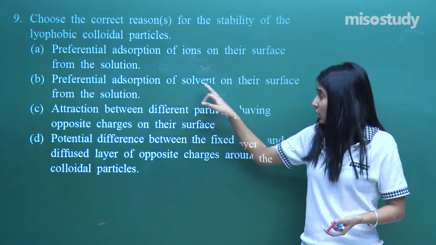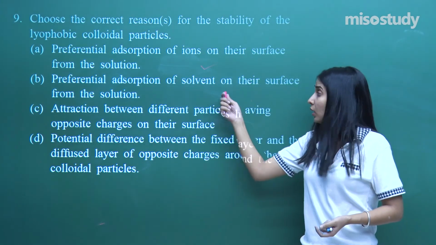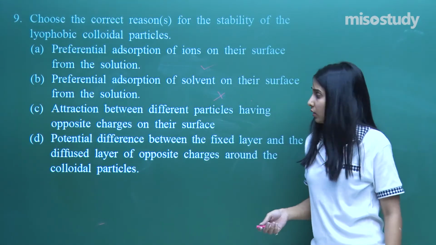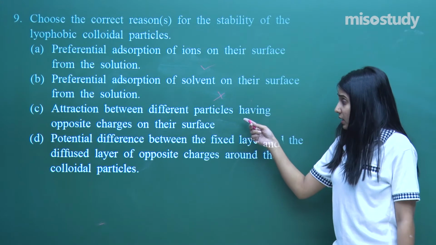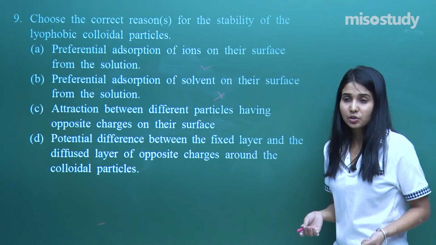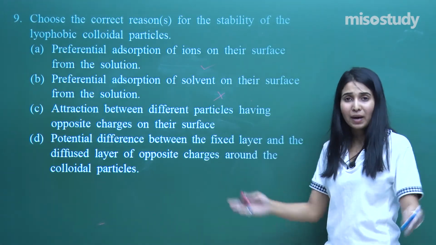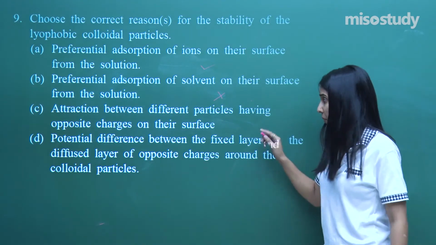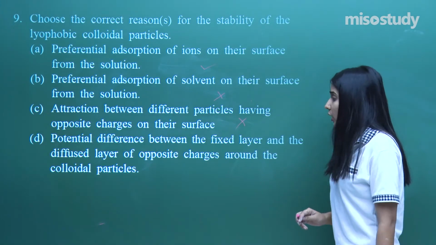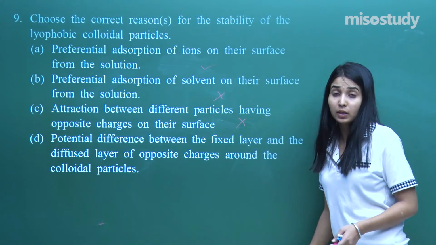Then it says preferential adsorption of solvent on the surface from the solution. Does that happen? Well, of course not. As we have always said, adsorption of ions is what I am talking about, right? Then it says attraction between the different particles having the opposite charges on their surface. Well, of course, attraction is there when there are opposite charges, but that does not lead to stability, that simply binds them up and forces them to be together. So, of course, even that cannot be the option. Then I have the potential difference between the fixed layer and the diffuse layer of the opposite charges around the colloidal particle.